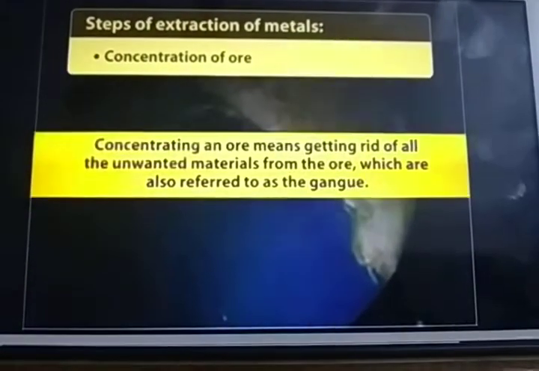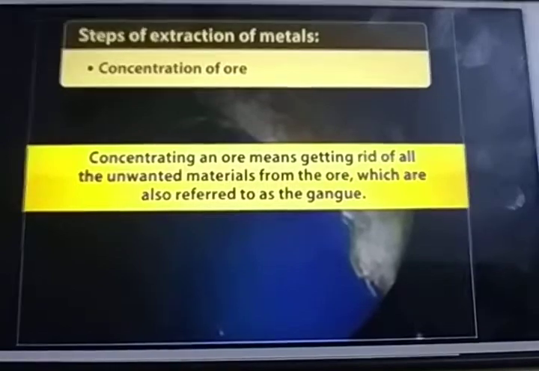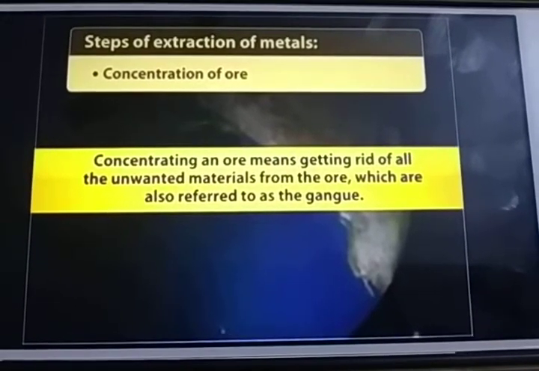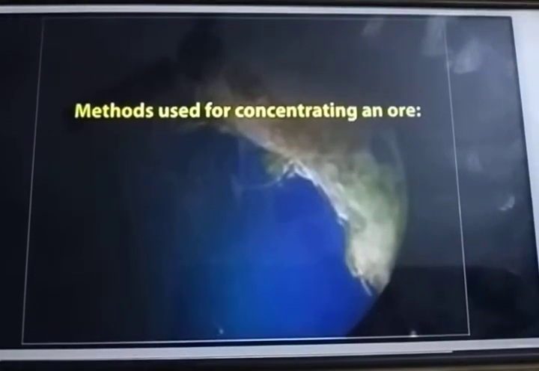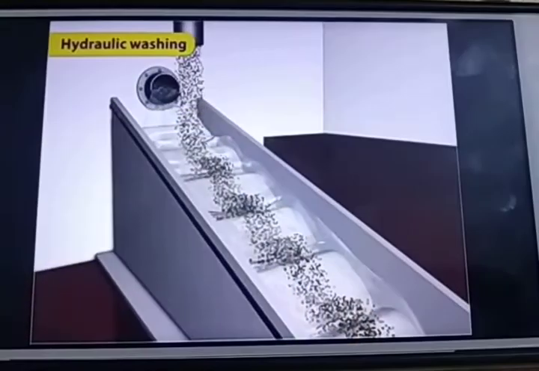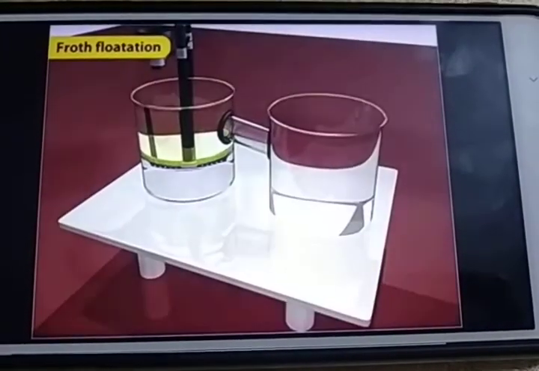Concentrating an ore means getting rid of all the unwanted materials from the ore, which are also referred to as the gangue. Depending on the properties of the ore and its gangue, the methods used for concentrating an ore may include hydraulic washing, magnetic separation, froth flotation, and leaching.